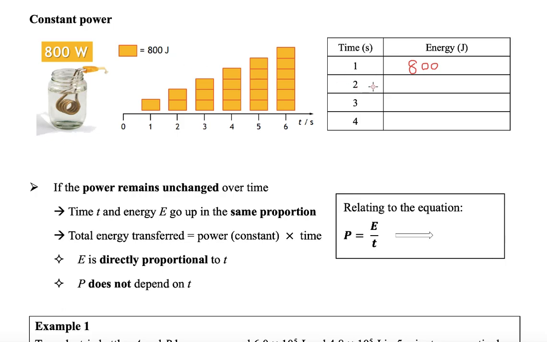And how about 2 seconds? Simple, just times 2. So it's 1,600. 3 seconds times 3, 2,400. And then 4 seconds, 3,200. So how about 6 seconds? You know it's just 800 times 6. Power times the time.